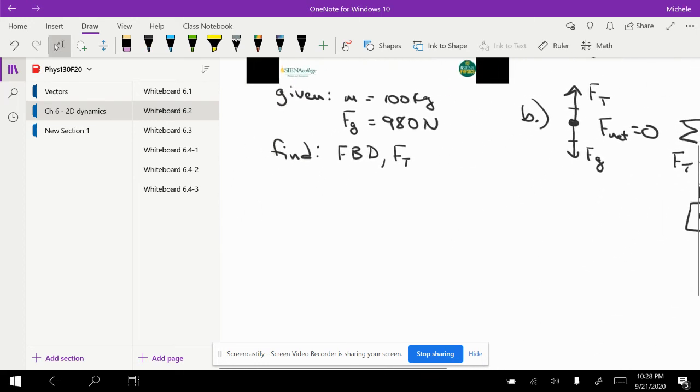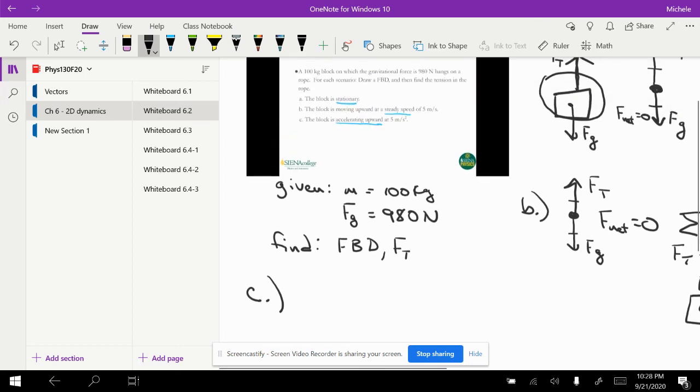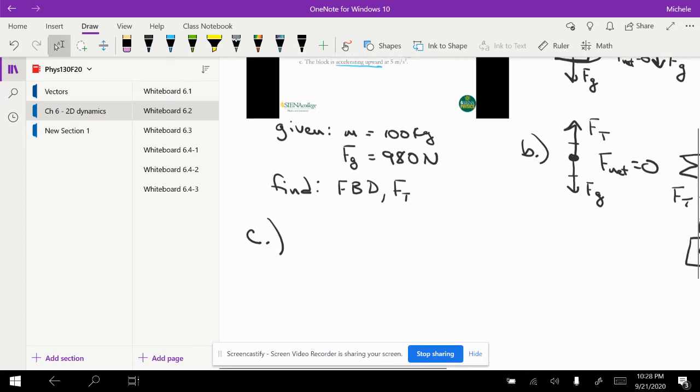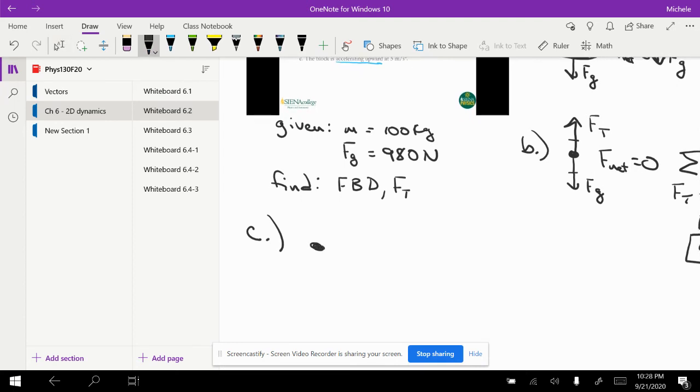So we'll do C over here. Here I have C, the block is accelerating upward, the acceleration a is equal to 5 meters per second squared. So if I draw my free body diagram, I'm going to have the force of tension. And now I have a net force up, F net. That means I should have a bigger force of tension than force of gravity. So I'm going to make my force of gravity a little smaller than my force of tension. You can see the force of tension arrow is longer than my force of gravity. I have an F net that goes along with an acceleration, right? Anytime I have a net force, I'm going to have an acceleration.